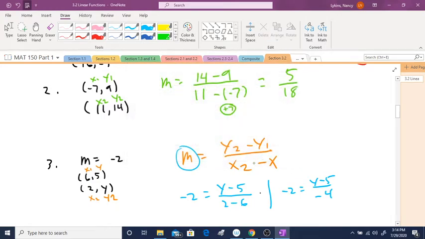Now I need to isolate that y. So what I want to do is multiply by -4 to cancel that -4 out. But if you multiply by -4 on one side, you have to multiply by the other side. So that's -4 times a -2 now, which gives me a -8 equals y minus 5. And I'm almost finished.